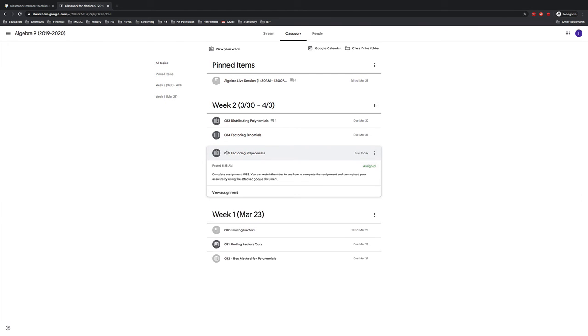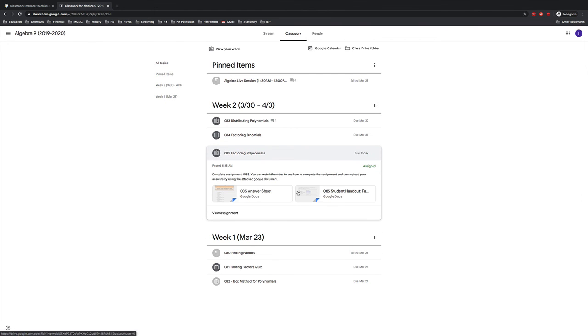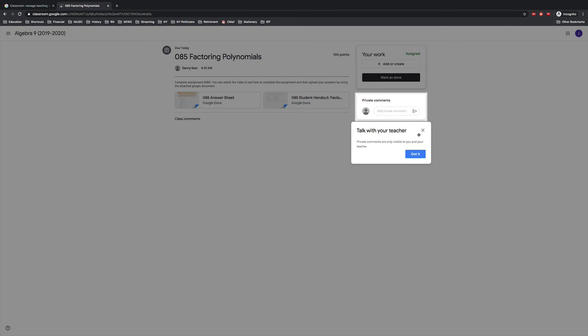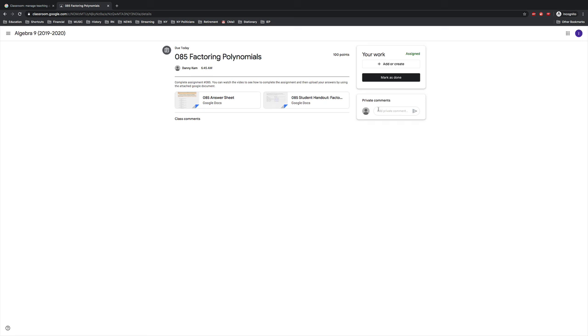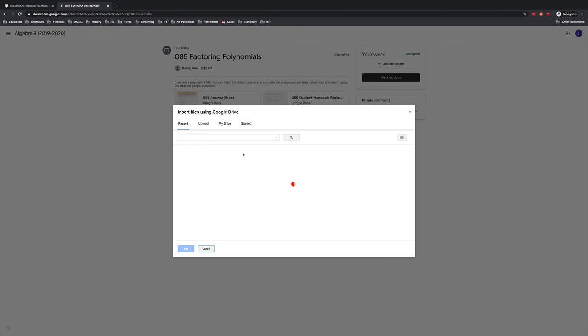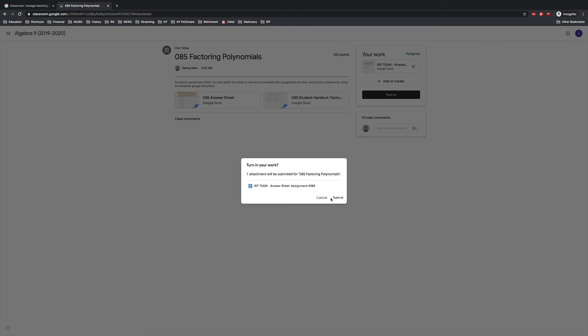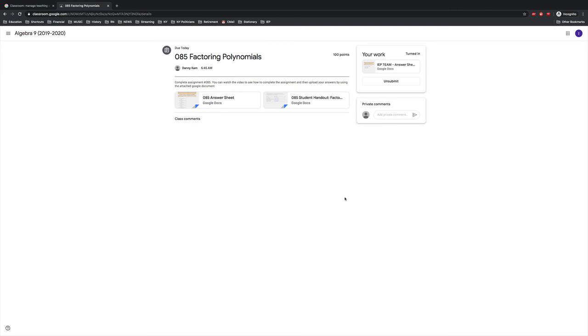So you're going to click on number 85, click View Assignment. And finally, you could send me a private comment if you're confused, but if you're not, you're going to hit Add or Create your work and hit Google Drive. And then go to that answer sheet document right there and click Add. And it'll take a second. And then you click Turn In and hit Turn In after you've written all your answers, and that's it. You're done.